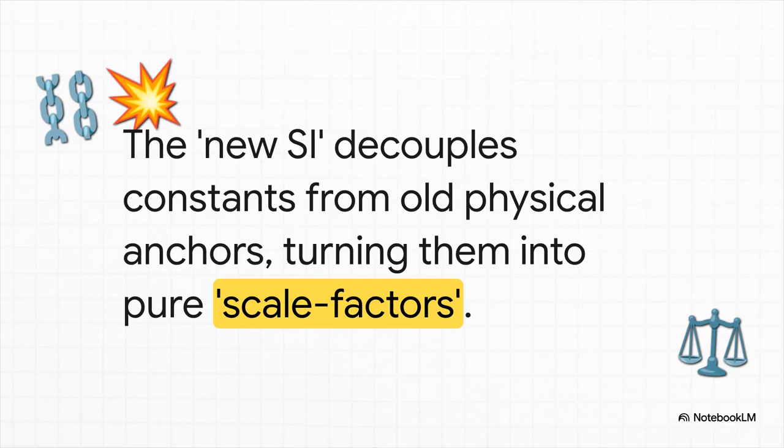So this is where the new SI just completely changes the game. See, before, a number like Avogadro's was physically tied to something real, like how many atoms are in 12 grams of carbon-12. Well, not anymore. Now, these constants are just defined. They're perfect, unchanging numbers. They've basically been set free to become pure scale factors. And it's this freedom that lets us give them a brand new and honestly a much more elegant meaning.